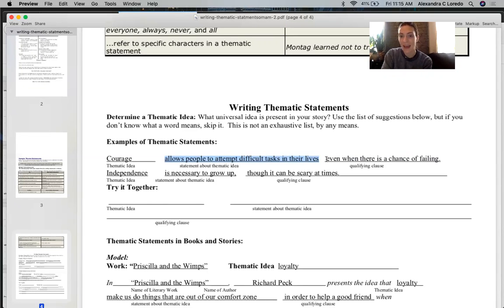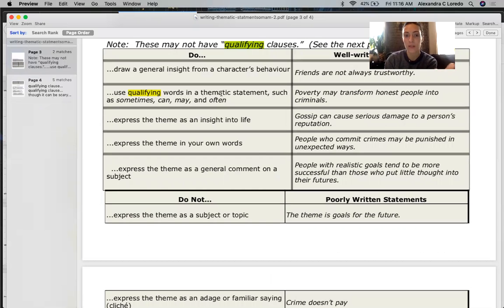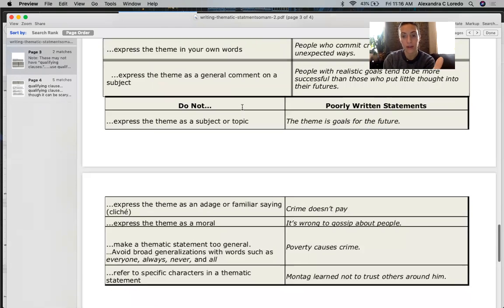But the tweak here is that the qualifying clause really makes your statement, it gives it that oomph and that power. So even when there is a chance of failing, now my whole theme statement reads as, courage allows people to attempt difficult tasks in their lives, even when there is a chance of failing. That's a little bit more complex, more rich than just courage allows people to attempt difficult tasks in their lives. So I want you to make it really apparent to me that you have that qualifying clause. Some of the ways that you can do that are by including the phrases even though, or even when, or if, or although. If you look on this part of the document, it says use qualifying words in thematic statements such as sometimes, can, may, often. So you have a couple of clue words here to help you if you get stuck.